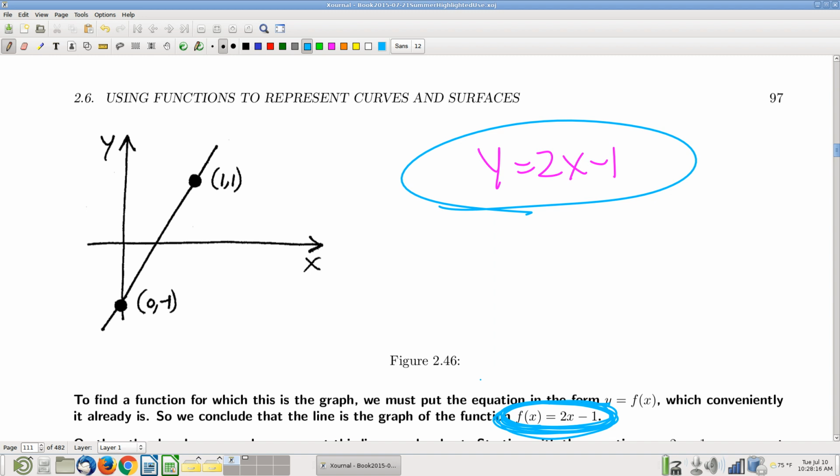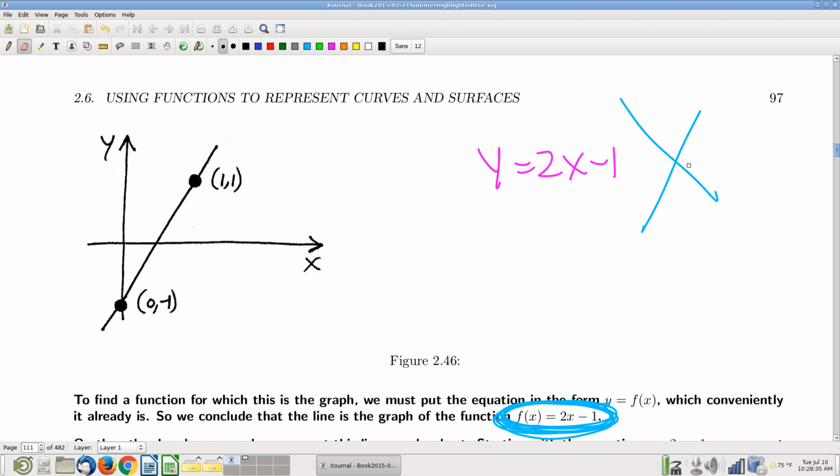If the question asks you for what is the function whose graph is the line, give me the function. This is worth very little in a question like that, because again, getting to this right here really is algebra 1. Okay. All right. Next question.